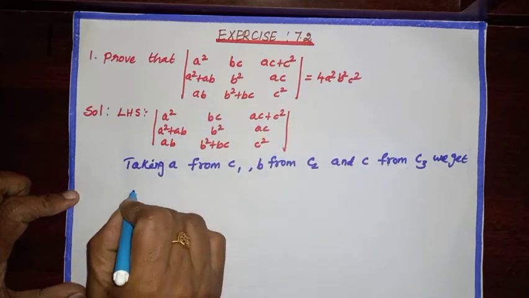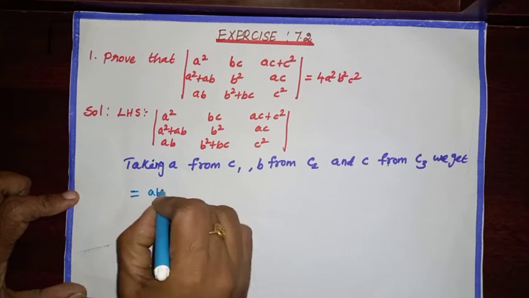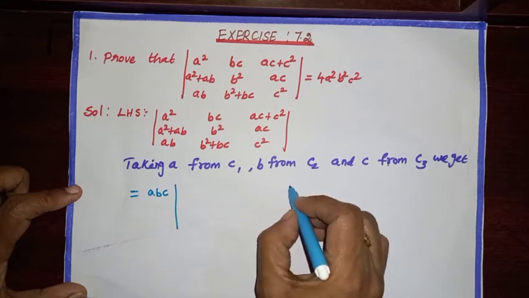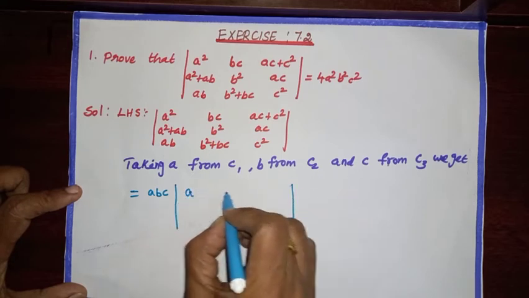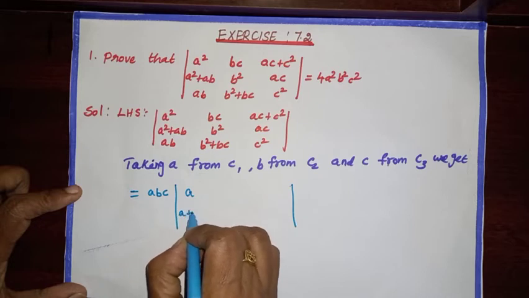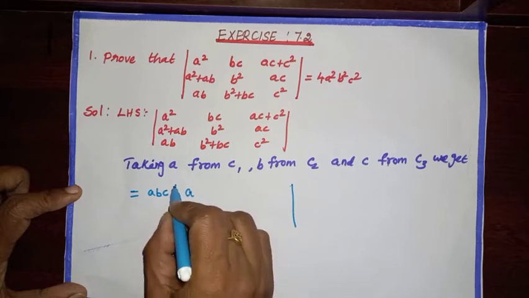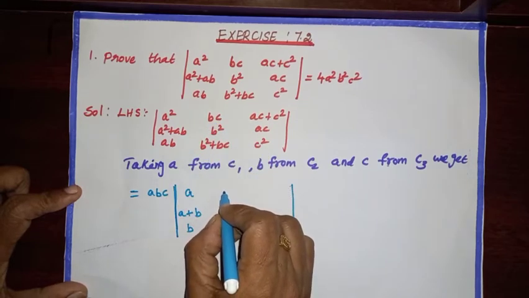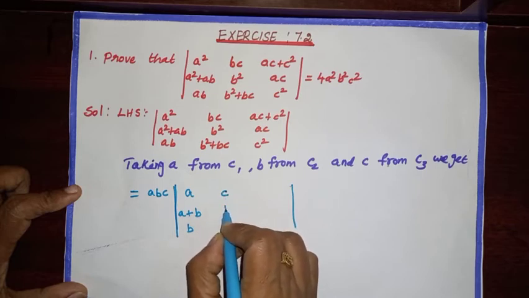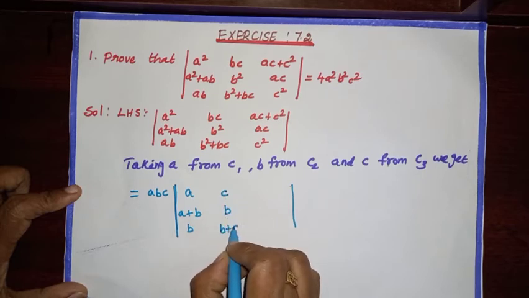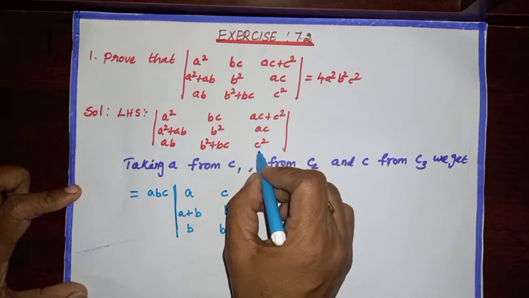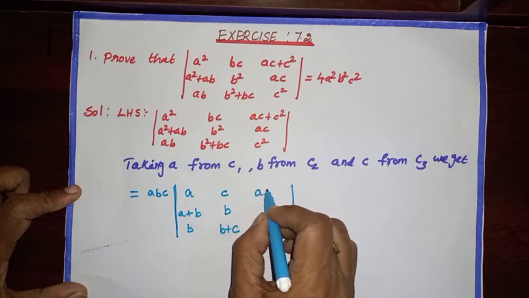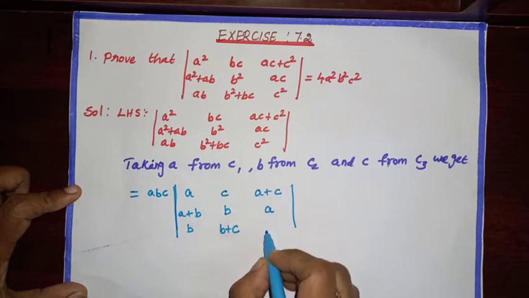Then we get A, B, C outside, and inside the determinant: in column 1, since we have taken A, we have A plus B, B. Now we take B from column 2, then in the second column we have C, B, B plus C. From the third column we take C, then in the third column we have A plus C, A, C.